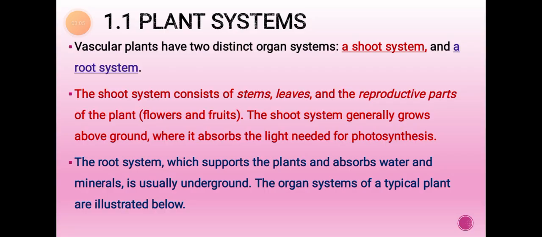Now we have the root system. What is the root system? The root system supports the plant and absorbs water and minerals, and it is usually underground. Usually underground means maybe it can be above the ground, but mostly it's found underground.